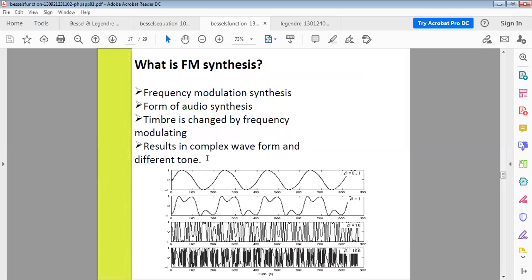FM synthesis, frequency modulation synthesis. FM synthesis means what? Frequency modulation synthesis. A form of audio synthesis. Actually, audio and video come to us in what waveform? So this results in a complex waveform and different tones are created for that. This is where we use the Bessel function.